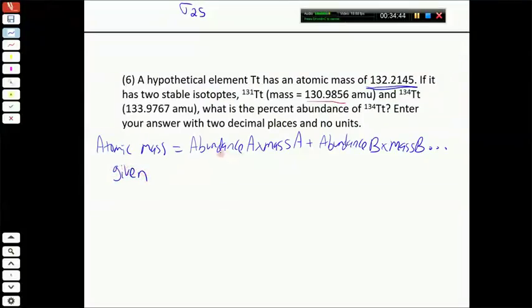The abundance of the first isotope we don't know. That's going to be an unknown. We're given the mass of each isotope. And we have another abundance of whatever our second isotope, which we don't know. All right, so this is a common situation. We don't know either of the abundances or the percentages for these isotopes. That's what we have to find here.